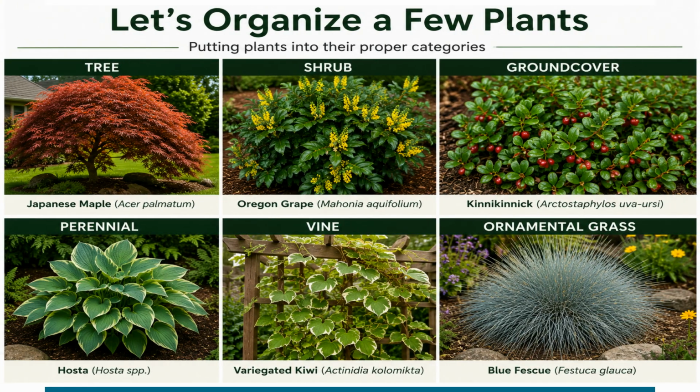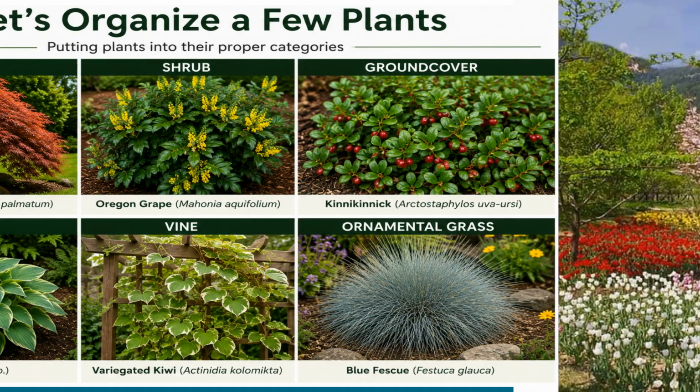Now let's put a few familiar plants into their proper categories. Japanese maple is a tree. Oregon grape is a shrub. Kinnikinick is a ground cover. Hosta is a perennial. Variegated kiwi is a vine. Blue fescue is an ornamental grass. Don't worry about memorizing every detail yet. Right now, we're simply putting each plant into its correct folder. We'll fill those folders with more information in the next videos.